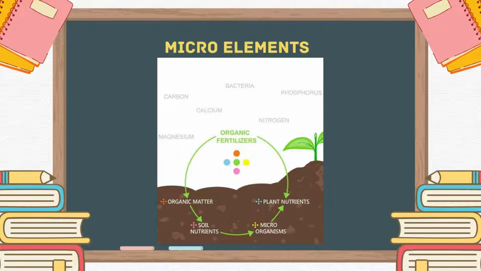But here's the thing. I'm going to give you a task. I'm going to go through the functions, but I'm not going to go through the deficiency symptoms. I want you to write down the deficiency symptoms of each of these micro elements. Now, remember, I said to you, if you understand the function, then it makes it easy for you to know the deficiency symptom, right? So let's start with boron.